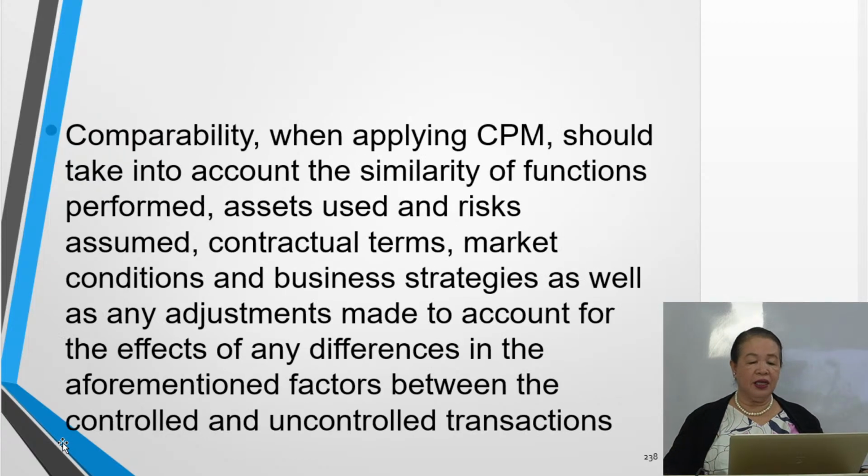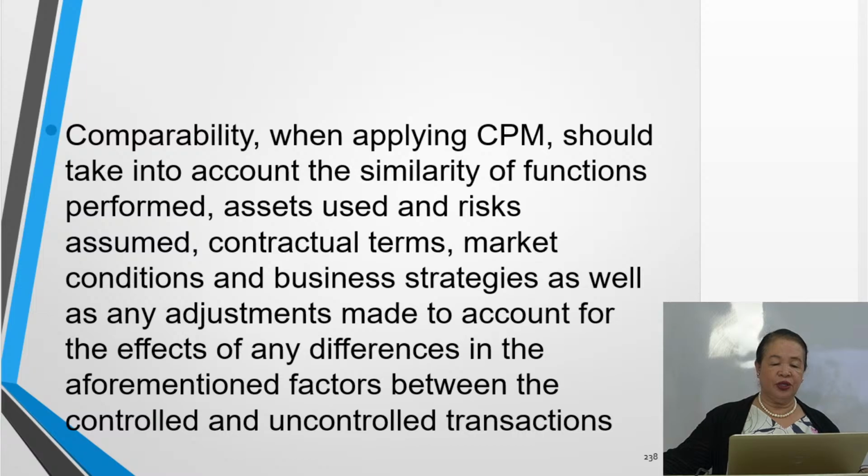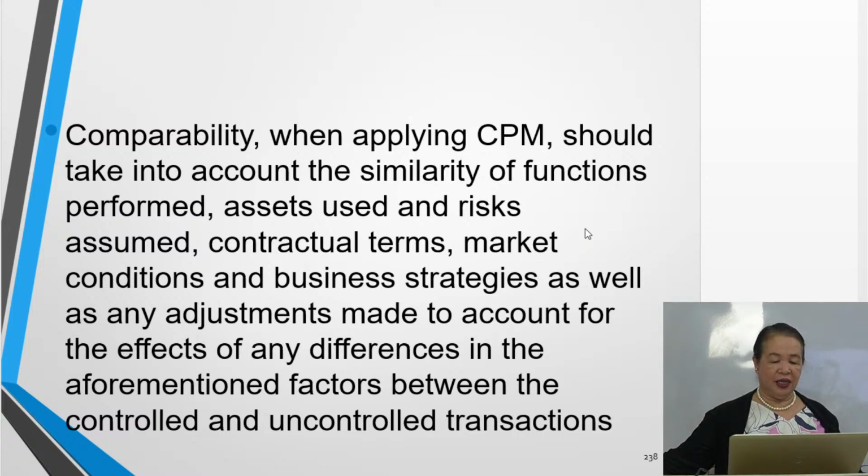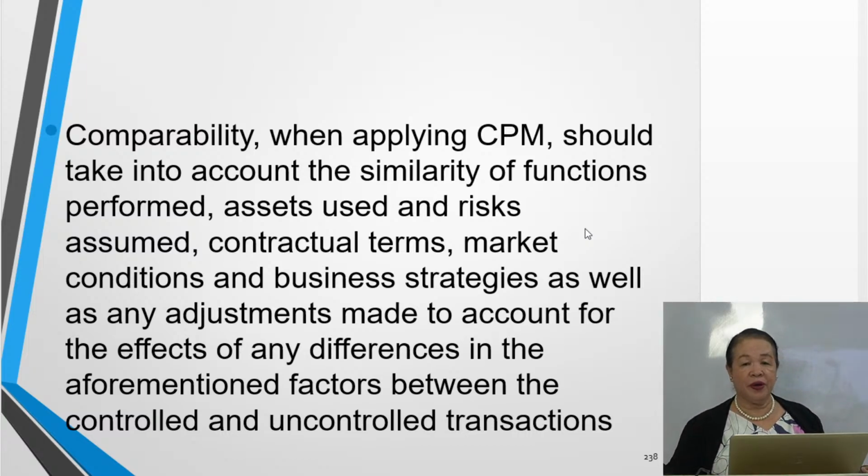So, comparability when applying the cost plus method should take into account the similarity of functions performed, assets used, and risks assumed, and then the contractual terms, the market conditions, and business strategies, as well as any adjustment made to account for the effects of any differences in the aforementioned factors between the controlled and uncontrolled transactions. This is what you will compare in your CPM, the cost plus method. What is their similarity in functions, in assets used, and in risks? Because we said the five comparability factors apply to all methods.